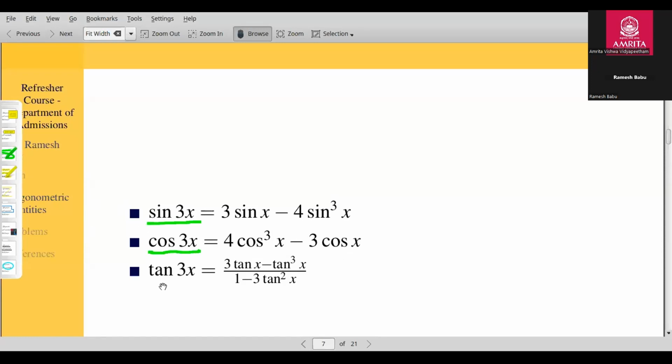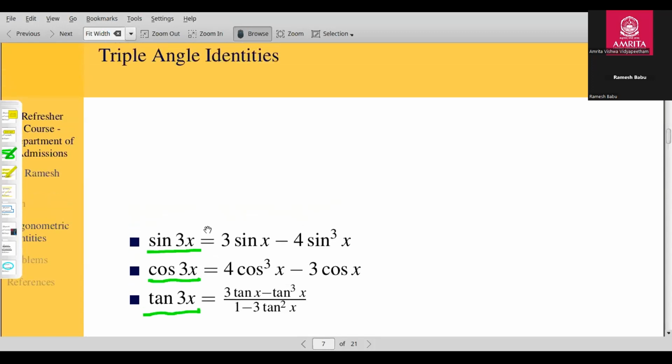And in a similar way, tan 3x is nothing but 3 tan x minus tan cube x divided by 1 minus 3 tan squared x. All these three identities are based on triple angle identities. Okay. Shall I go for the next one? Yes, sir.